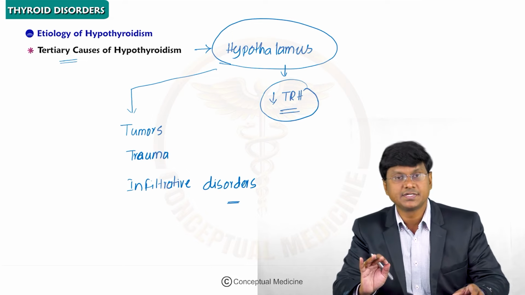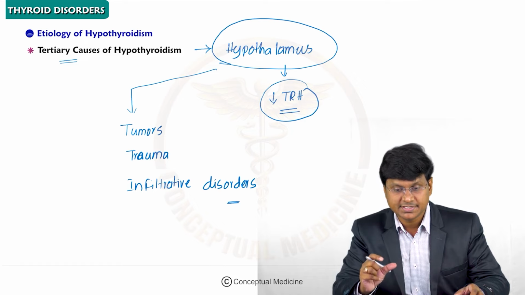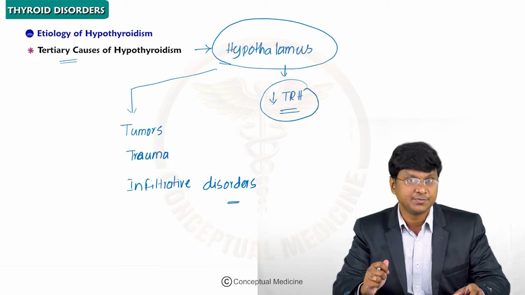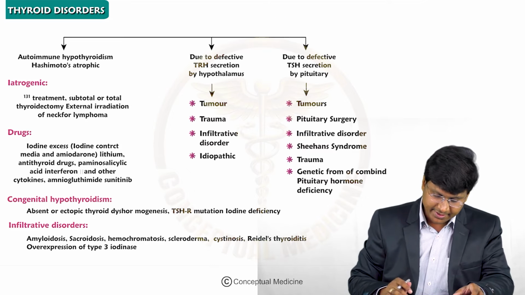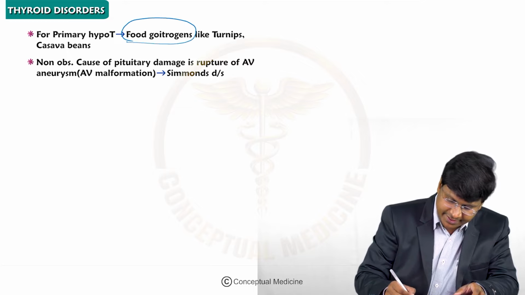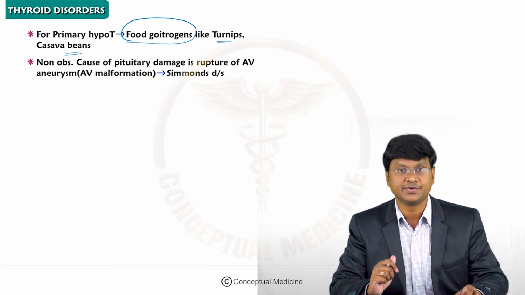Now, after having discussed the etiologies causing hypothyroidism, let me tell you there are certain food substances, or food goitrogens, which can cause hypothyroidism, particularly primary hypothyroidism. Those food goitrogens are present in turnips as well as cassava beans, right? So these can cause primary hypothyroidism.